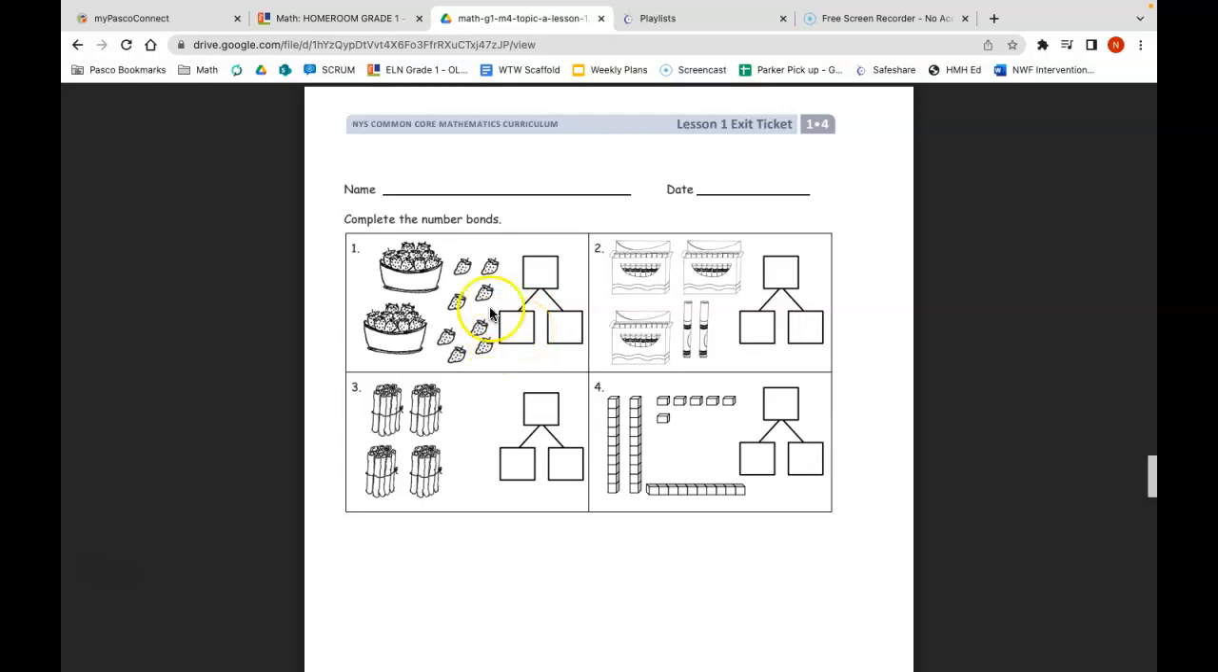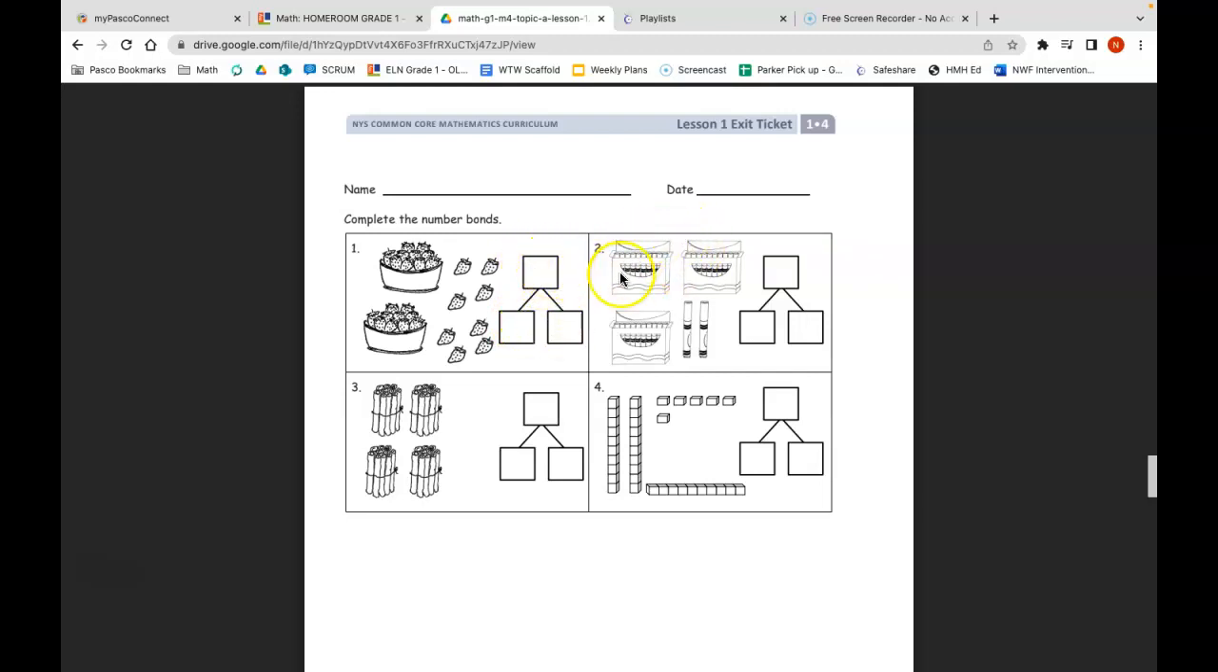Then I'm going to count up my ones. So I'm going to count these single or individual strawberries. 1, 2, 3, 4, 5, 6, 7, 8. That's going to be the other part of my number bond. So I have a 20 on this side for my two tens over here, and then I have an 8 on this side of my number bond for the 8 strawberries right here. So now I need to fill in my whole. So what is 20 plus 8? That's right, friends, it's 28.